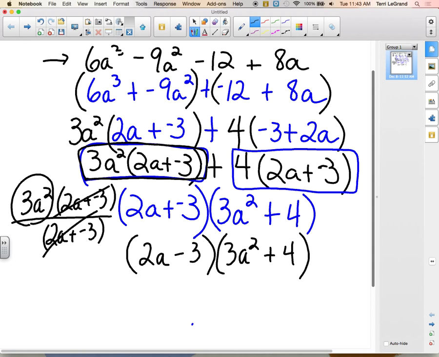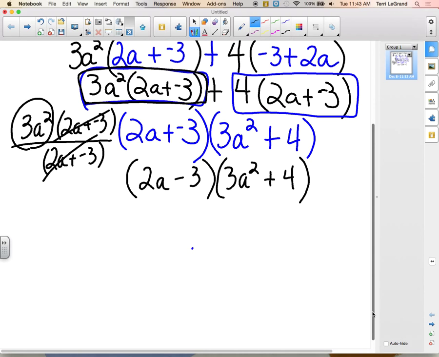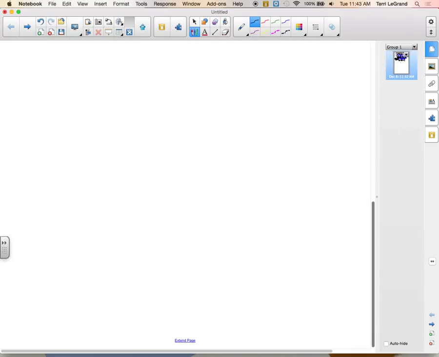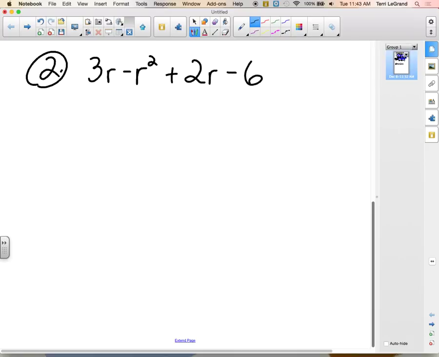Okay, let's practice one more, and then you can go to work on homework. So put a second problem. Okay, we're going to do 3r minus r squared plus 2r minus 6.